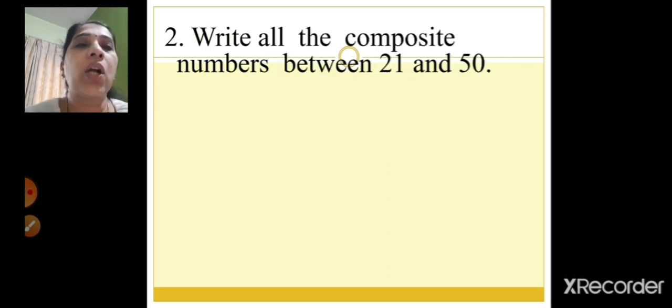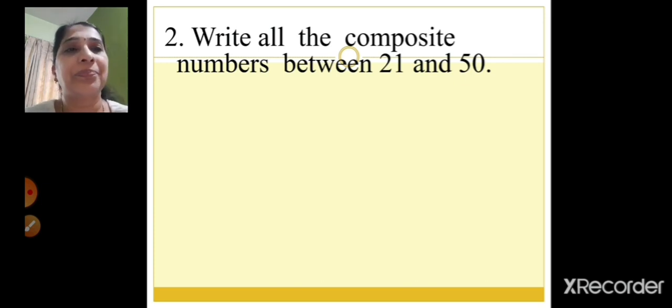Write all the composite numbers between 21 and 50. Now what are composite numbers? The numbers which have more than 2 factors are called composite numbers. So it has been given as between 21 and 50. So again we will not take the number 21 and the number 50. So you will start from the number 22 till 49, right?